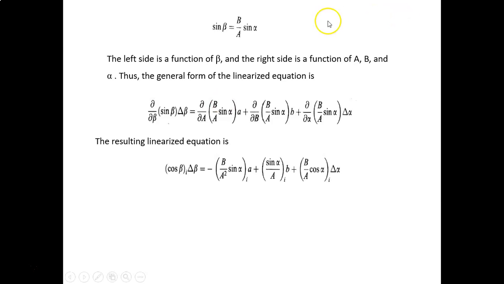Now what is the differentiation of sin beta? Cos beta. Therefore cos beta at the point I into delta beta is equal to minus B upon A square into sin alpha at the point I into small a plus sin alpha upon A at the point I into small b plus B upon A cos alpha, that is, differentiation of sin alpha is cos alpha, B upon A cos alpha at the reference point I into delta alpha.